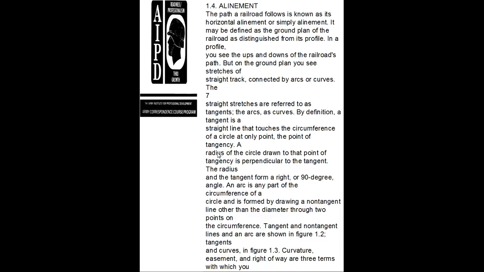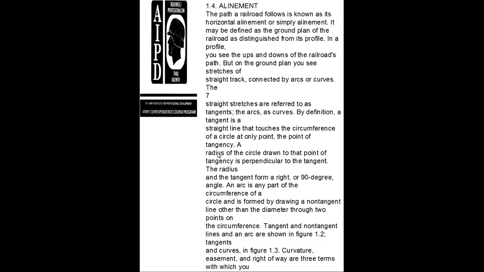Curves. By definition, a tangent is a straight line that touches the circumference of a circle at only one point, the point of tangency. The radius of the circle drawn to the point of tangency is perpendicular to the tangent, forming a right or 90-degree angle. An arc is any part of the circumference of a circle. It is formed by drawing a non-tangent line, other than the diameter, through two points on the circumference. Tangent and non-tangent lines are shown in Figure 1.2. Tangents and curves are shown in Figure 1.3.